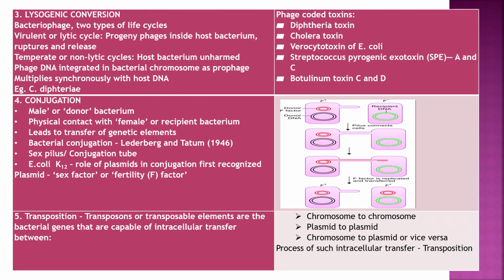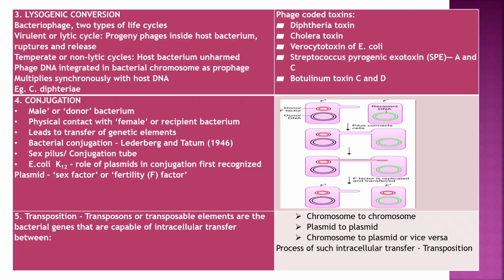Lysogenic conversion. Bacteriophage has two types of life cycles. Virulent, that is the lytic cycle: progeny phages form inside the host bacterium, which ruptures and releases them. Temperate or non-lytic, that is the lysogenic cycle: the host bacterium is unharmed, and phage DNA is integrated in the bacterial chromosome as prophage, multiplying synchronously with host DNA. Example, C. diphtheriae. Phage-coded toxins are diphtheria toxin, cholera toxin, verocytotoxin of E. coli, streptococcus pyrogenic exotoxin, and botulinum toxin C and D.